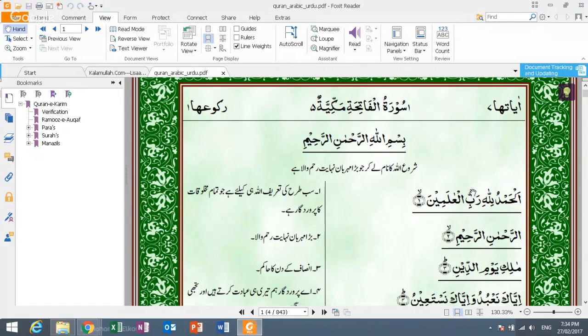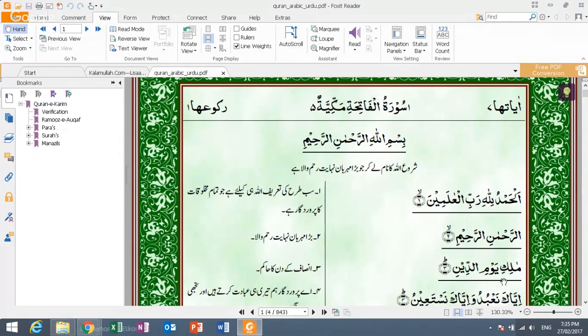Now this lot, Rabbil Alamin, the whole lot is mudaf ilayh. Mudaf mudaf ilayh become sifa of Allahi. Now who can tell me why Ar-Rahmani is majroor? I want to get the answer quickly. Very good. So Ar-Rahman is sifa of Allahi. And Ar-Rahimi is majroor. Why? Again, it's majroor because this is sifa of Allahi.